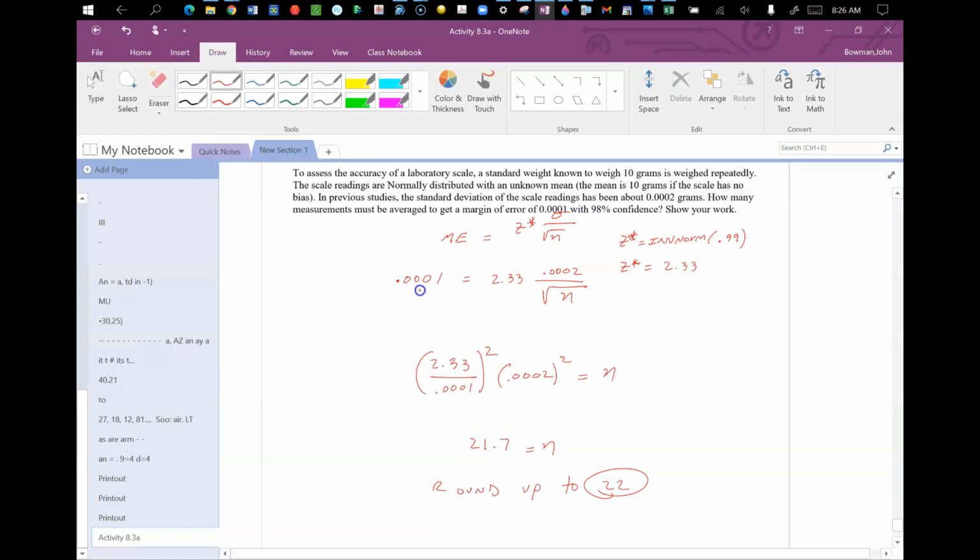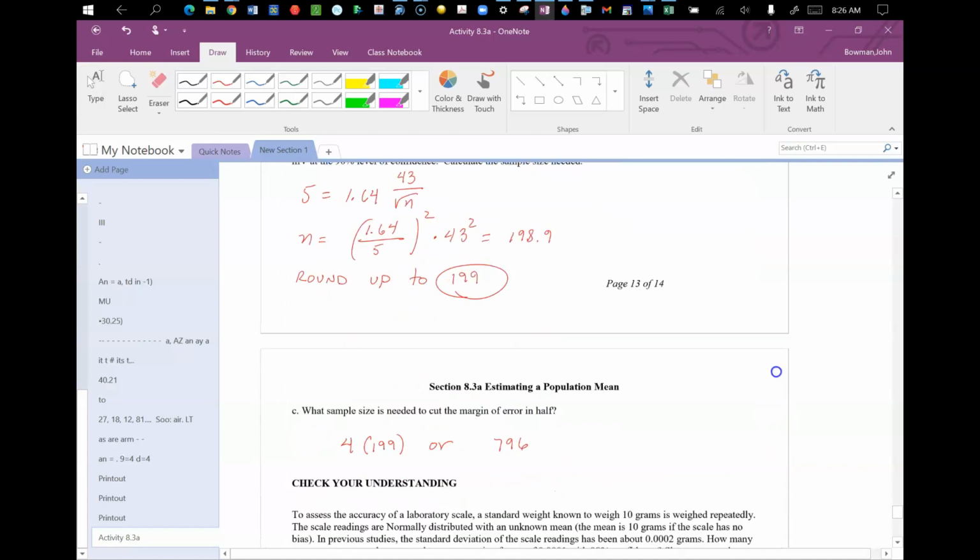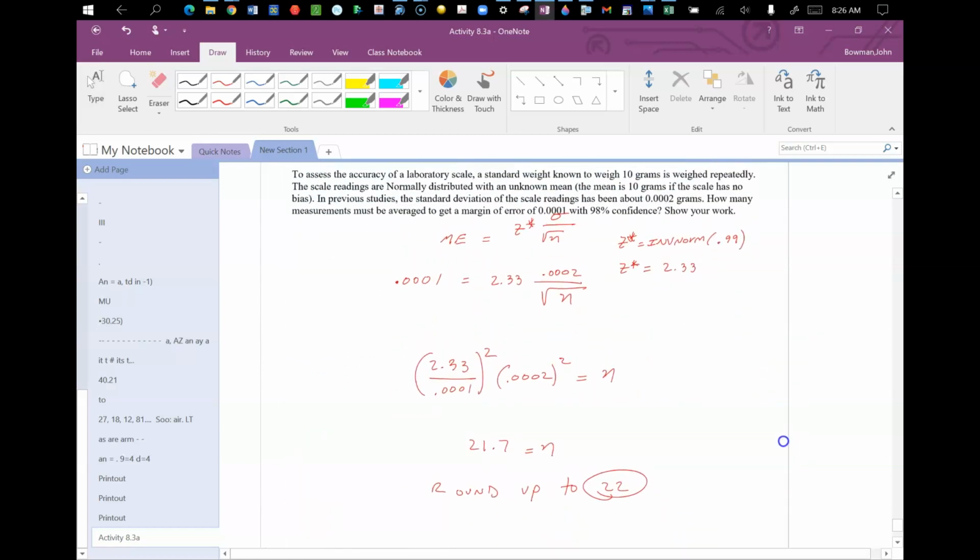Set up your equation. The margin of error had to be 0.0001, critical value 2.33 to be 98% confident, assumed population standard deviation of 0.0002 over the square root of n, solve for n, and you get 21.7, and you round up to 22. So that is the first lesson in constructing confidence intervals and calculating necessary sample sizes to estimate population means. In the next video, we're going to talk about how to deal with the issue of not knowing the population standard deviation.